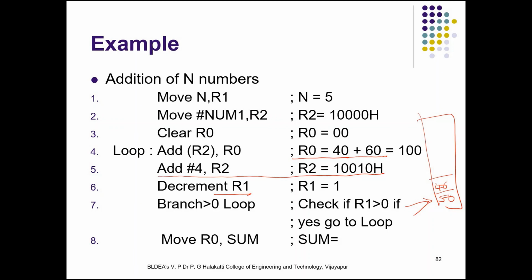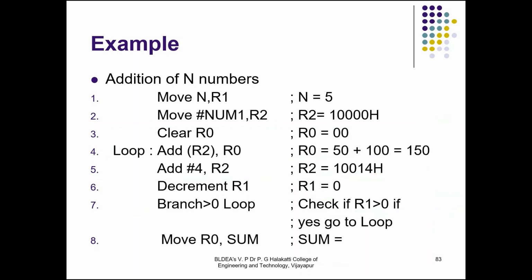So it will check the condition, is R1 greater than 0. Since R1 is still 1, it is greater than 0. So it will go back to the loop. Again it will repeat. And now it is pointing to the memory location where 50 is stored. Now 50 will be added to R0. Now again I decrement R1. Now what will be the value of R1? R1 now becomes 0. 1 minus 1, it becomes 0.